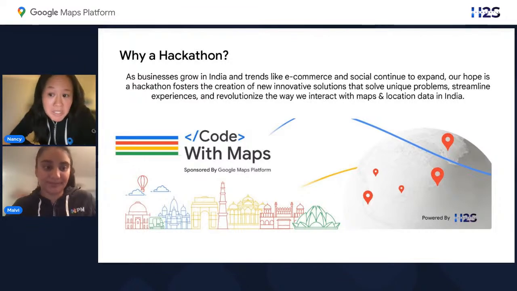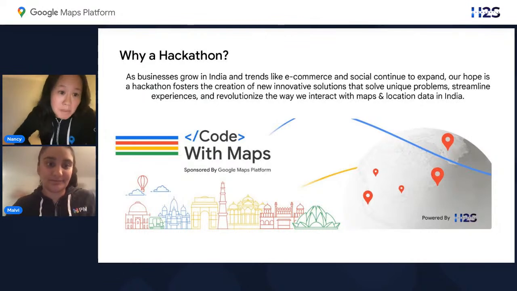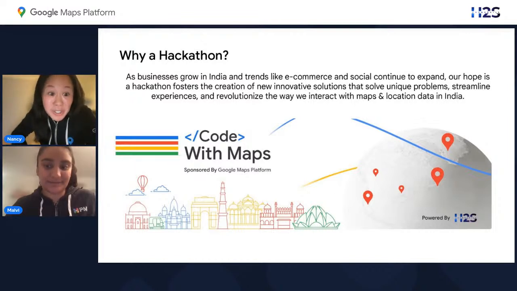What we're really looking for is seeing how you and your teams can really solve unique problems, whether they're specific to India, because we know some of the nuances there, or even things that can solve global problems. And that's really kind of the main thing that we're looking for. We have these APIs. We want to see what you guys can do with them.